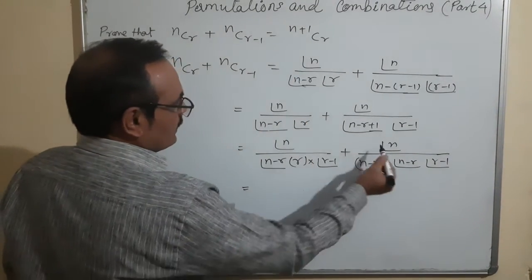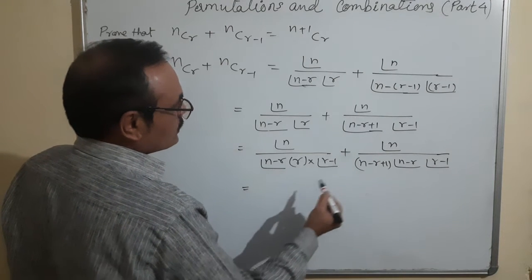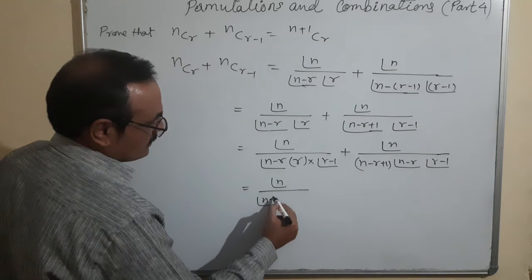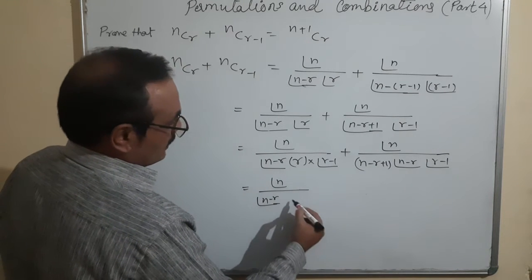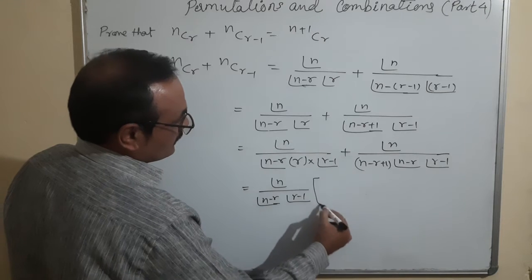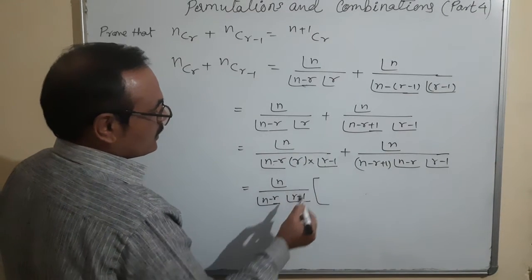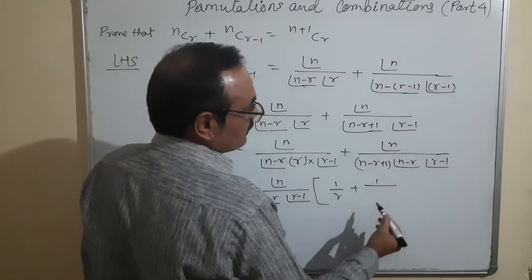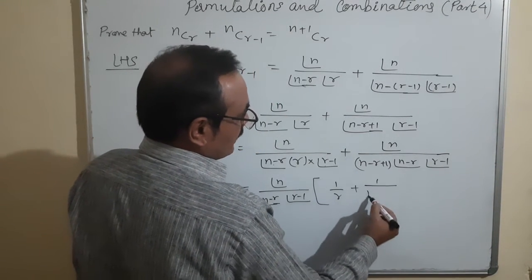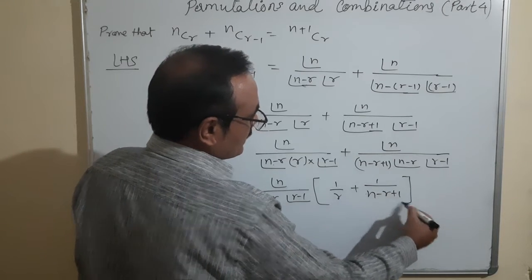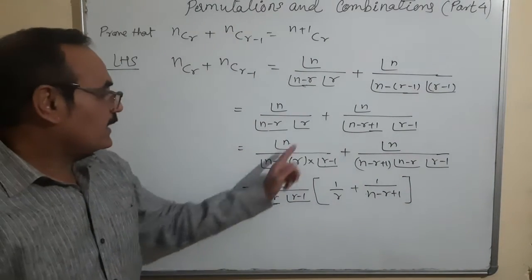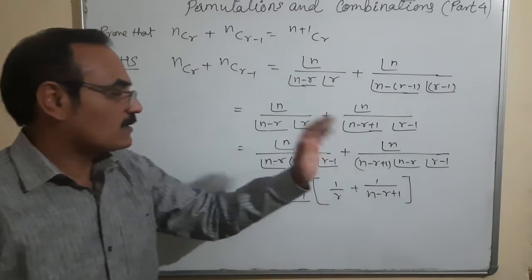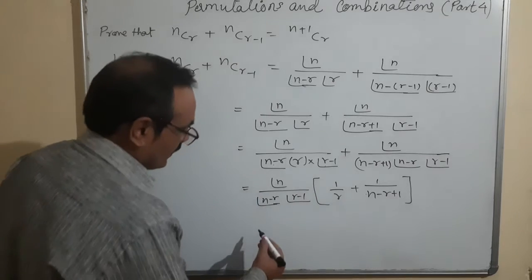So now I'll take n and n minus r minus 1 common: factorial n upon factorial n minus r, factorial r minus 1 common, n minus r minus 1 common, 1 upon r plus 1 upon what is left here, n minus r plus 1. Is that okay? These three terms: n minus r factorial, r minus 1 common, n minus r minus 1, and 1 upon n minus r plus 1 is here, and 1 upon r is here.